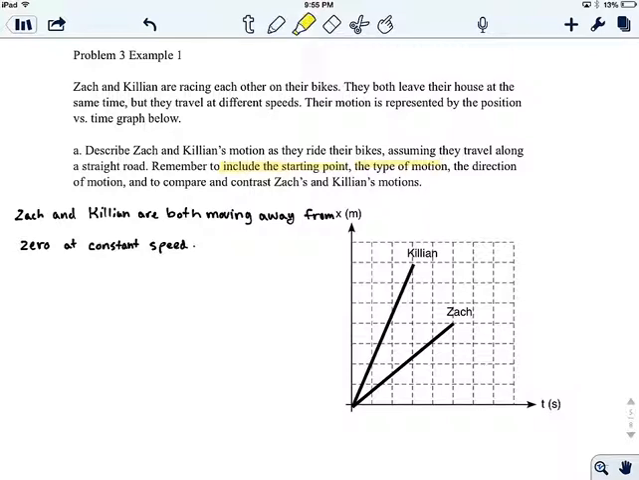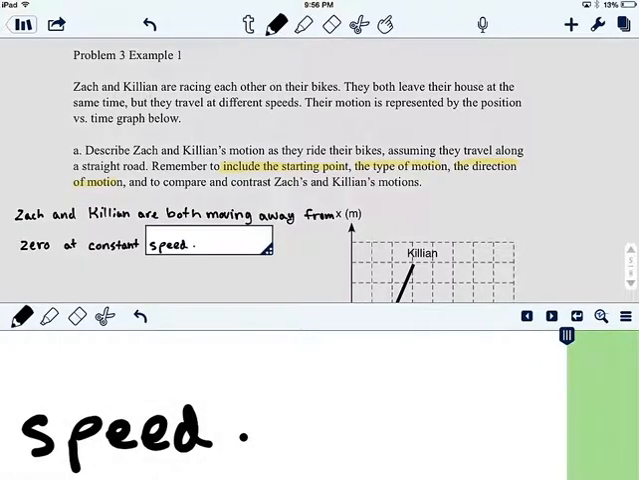Okay, next it wants to know about the direction. Look at that, I already did direction. So they're both moving away from zero. Okay, so I didn't really include starting point. So I've set the direction, I've set the type of motion, but I missed starting point, didn't I? Jeez, Mr. McSparron.